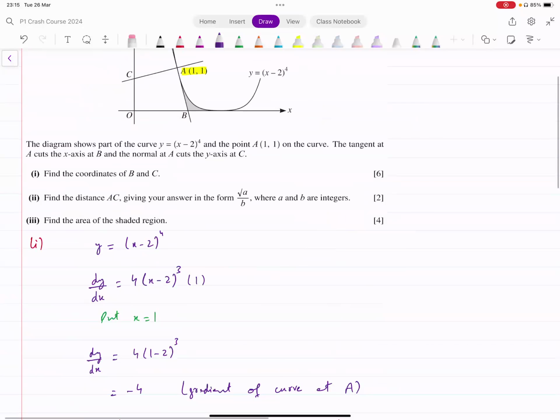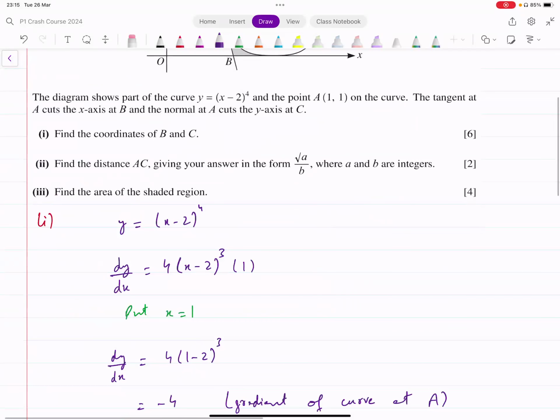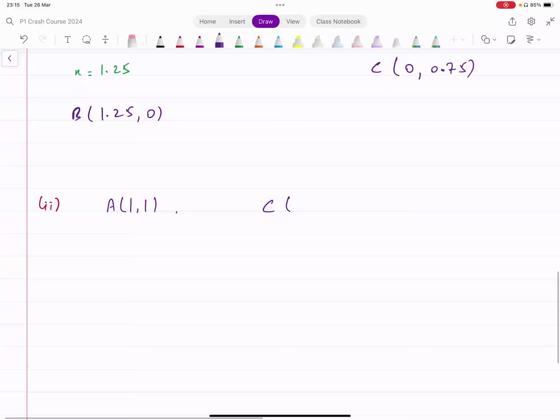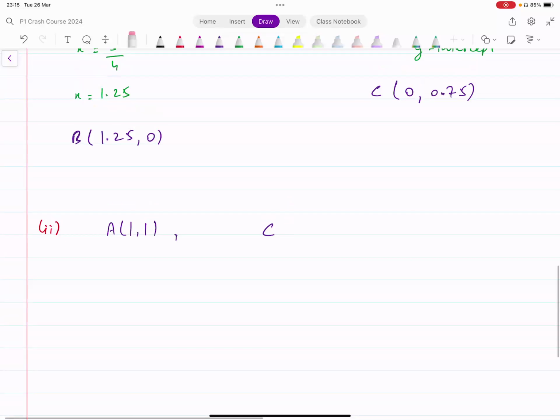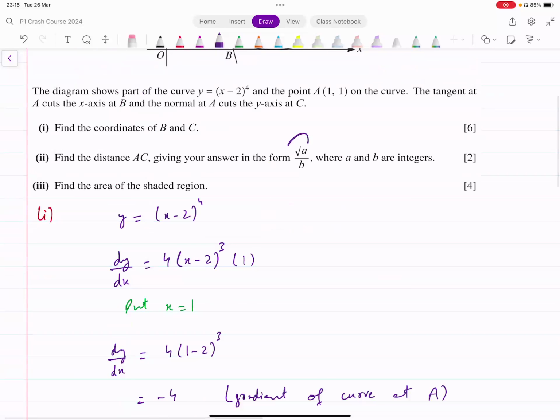Okay, so that's the first part, right? Now in the second part, it says find the distance AC, giving an answer in the form square root of A over B, where A and B are integers. Okay, that's relatively straightforward, it seems. You just have to find distance between 2 points. Point A is 1 and 1, and point C is 0 and 0.75. Since you want an exact answer, let's actually write it as a fraction. We say this is 0 and 3/4. So you see, they're basically asking us to give an answer in this form, square root of A over B. That means you want an exact answer. You cannot use decimals.